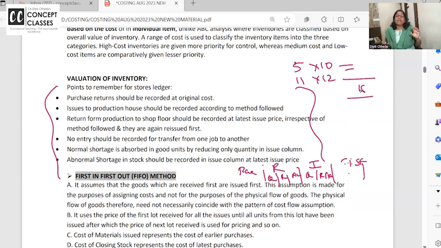Ma'am, I leave the material chapter every time at EOQ and reorder level. That means have you stopped watching the video at this step? Don't do it. The concept of discount in EOQ, I'll explain from my material after this.